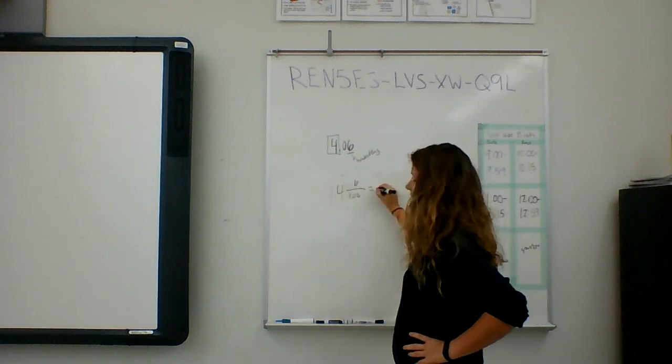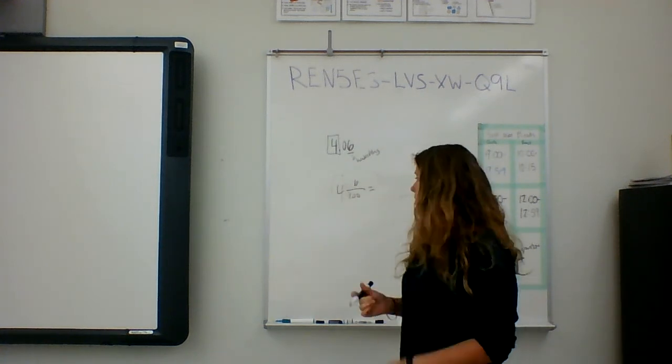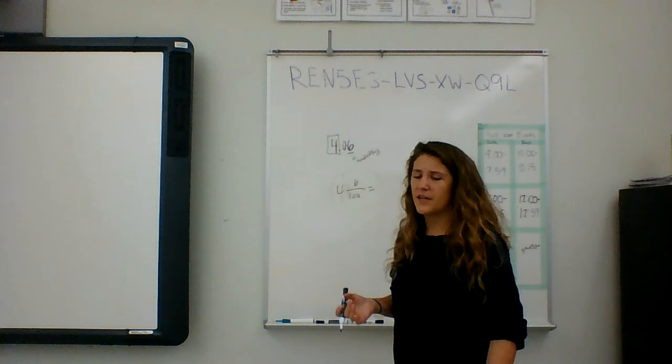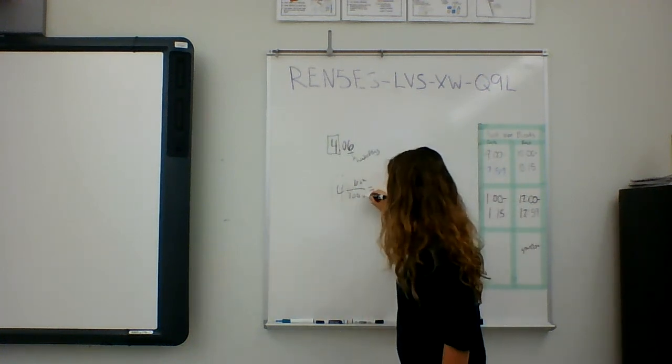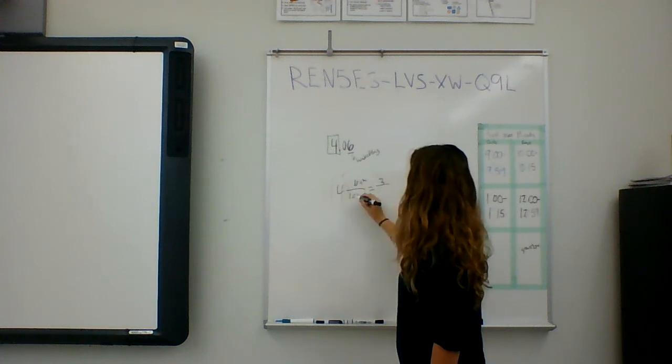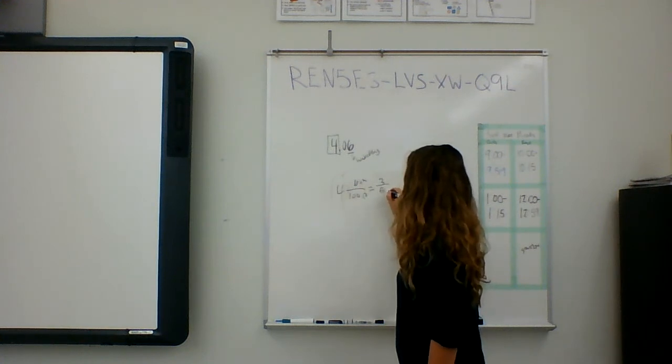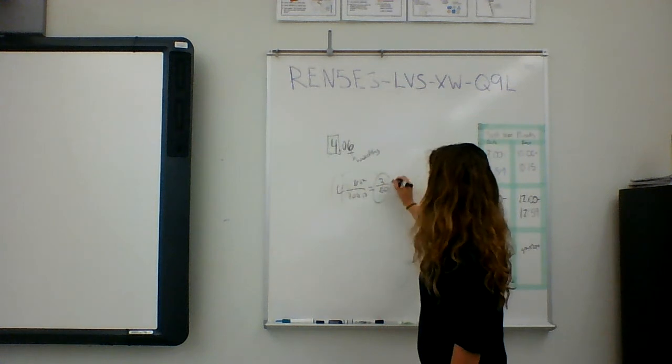Now this can be simplified and all of them do need to be simplified. I'm going to check 2, 3, 5. Can I divide it by 2, 3, or 5? Both of these are even numbers, so they're divisible by 2. 6 divided by 2 is 3. 100 divided by 2 is 50, half of 100. So I have 3 over 50.